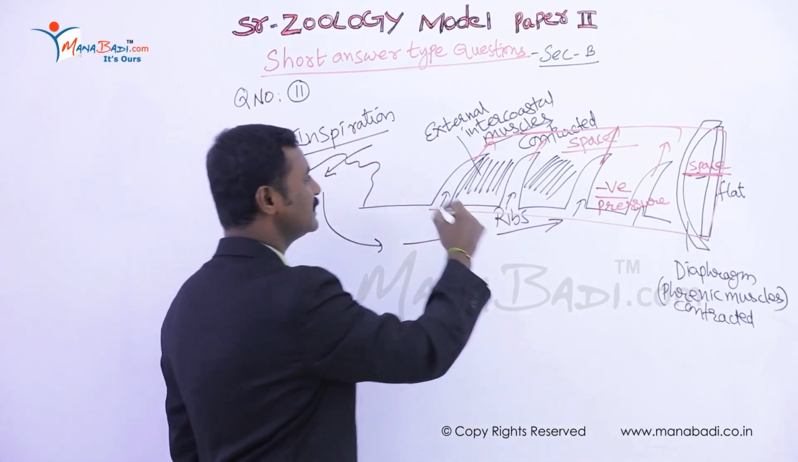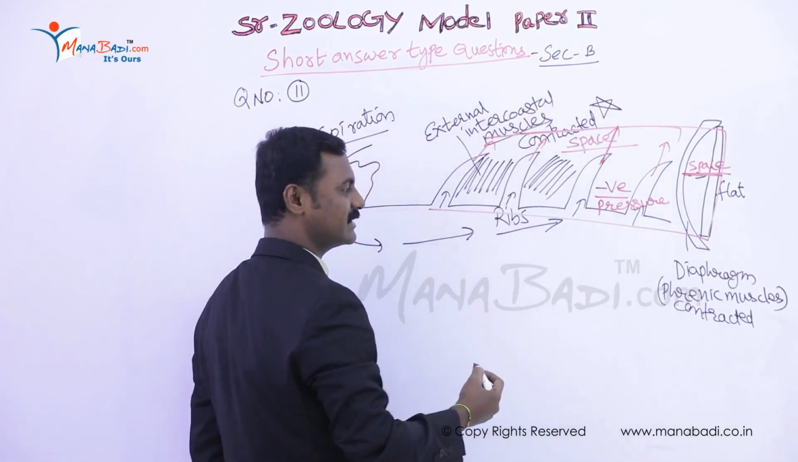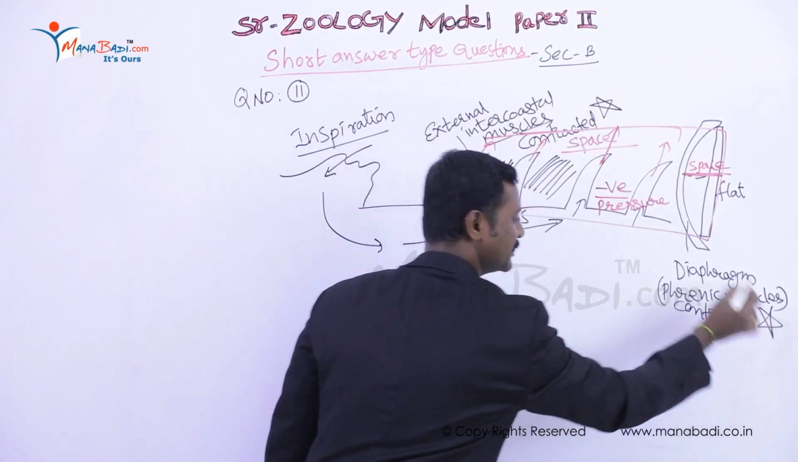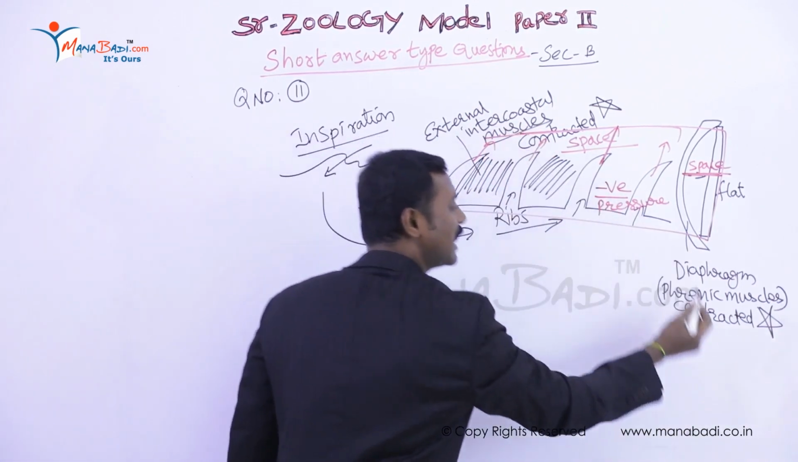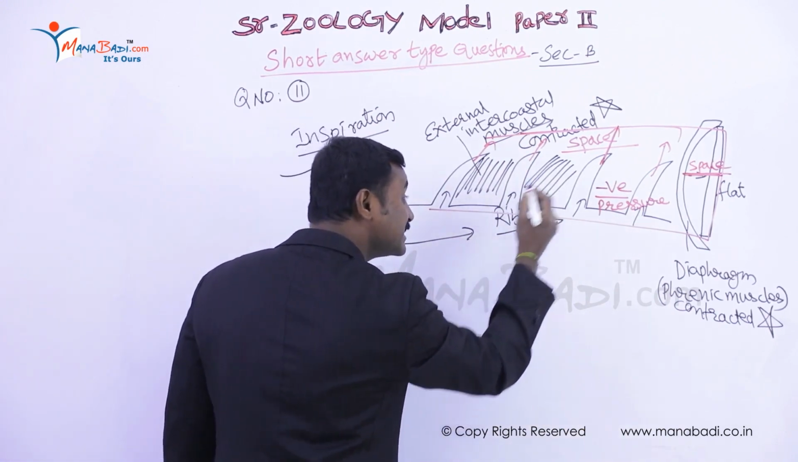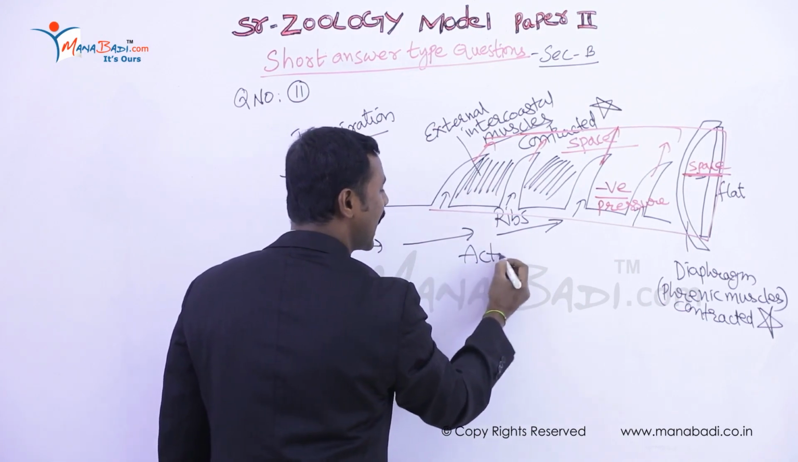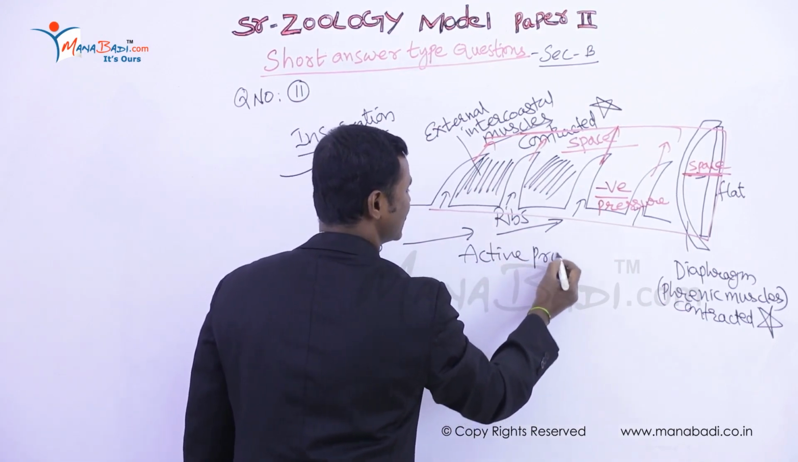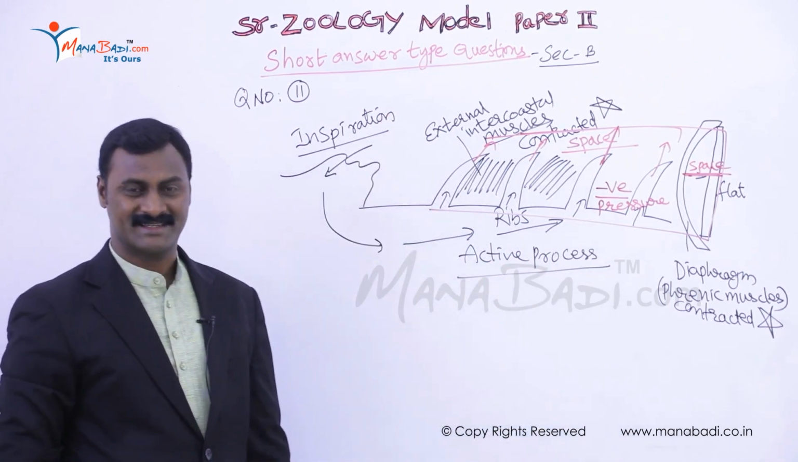Here you can see the most important muscles are contracted, here also contracted, as the stars show. Because of this contraction, energy is needed. That's why inspiration is an active process.